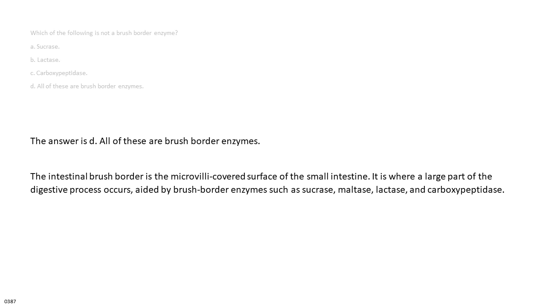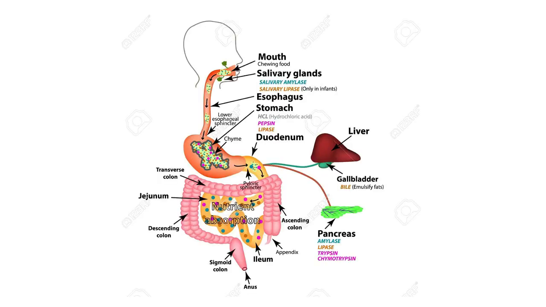The intestinal brush border is the microvilli-covered surface of the small intestine. It is where a large part of the digestive process occurs, aided by brush border enzymes such as sucrase, maltase, lactase, and carboxypeptidase.